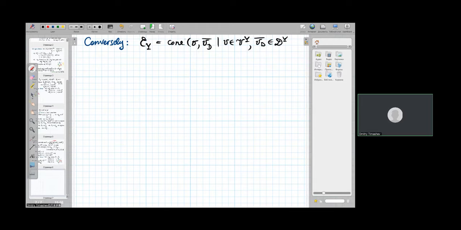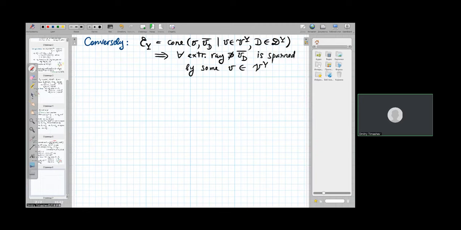Well, not V_D bar, but V_D bar is a vector corresponding to a color D ranging over this set. By definition, this cone is spanned by this set of vectors. And therefore, it immediately follows that any extremal ray not containing any one of these vectors has to be spanned by some of the remaining generators, spanned by some V in V over Y.